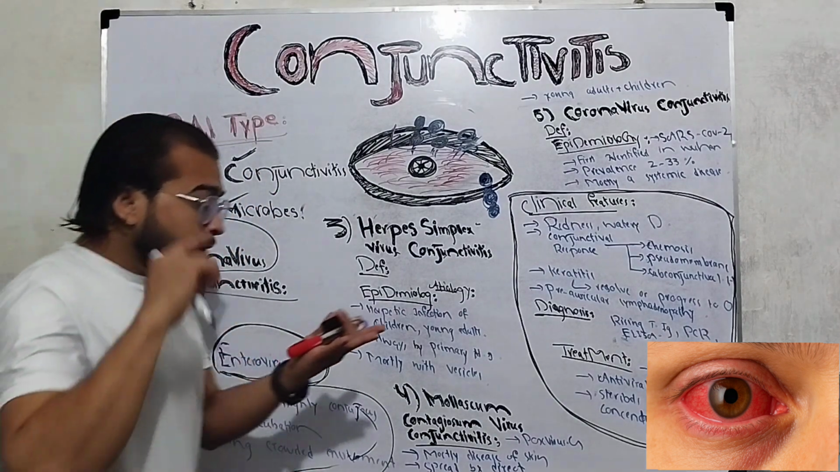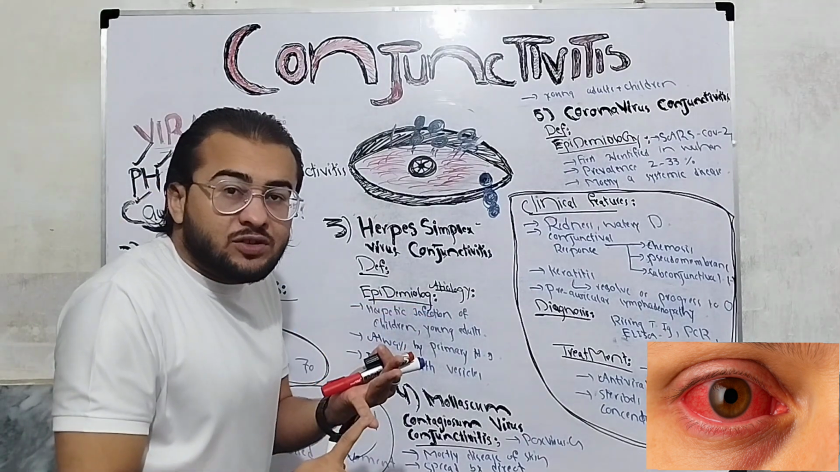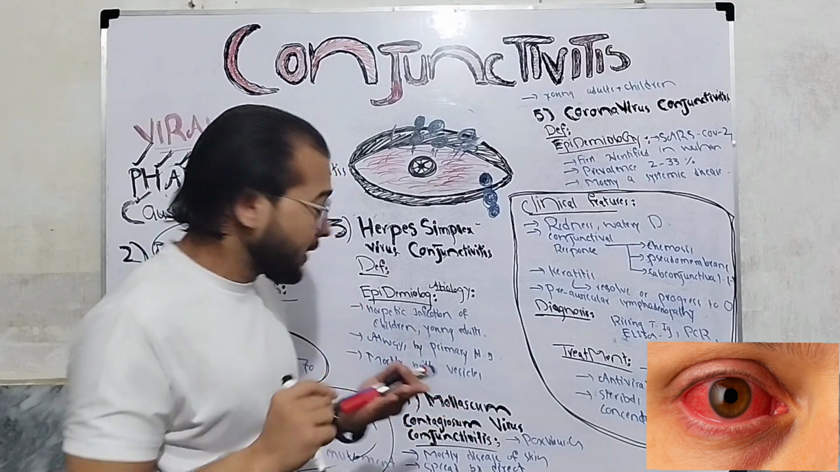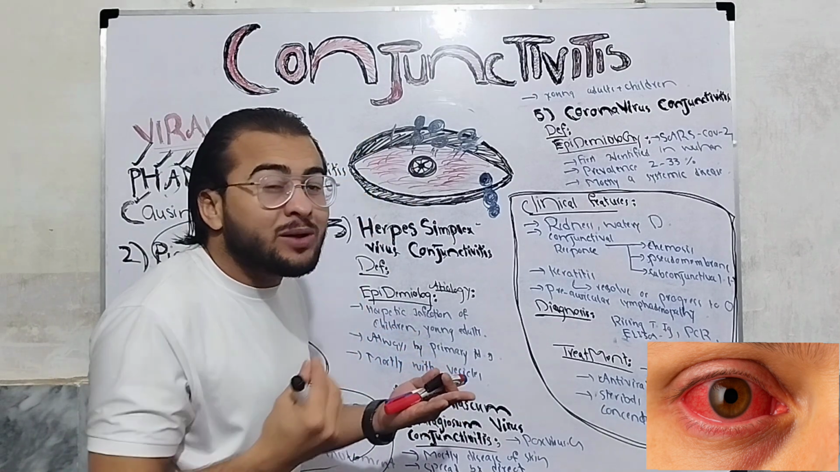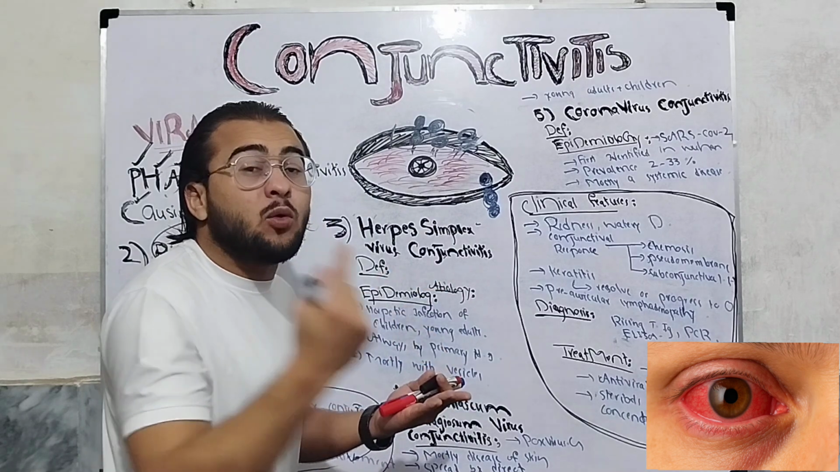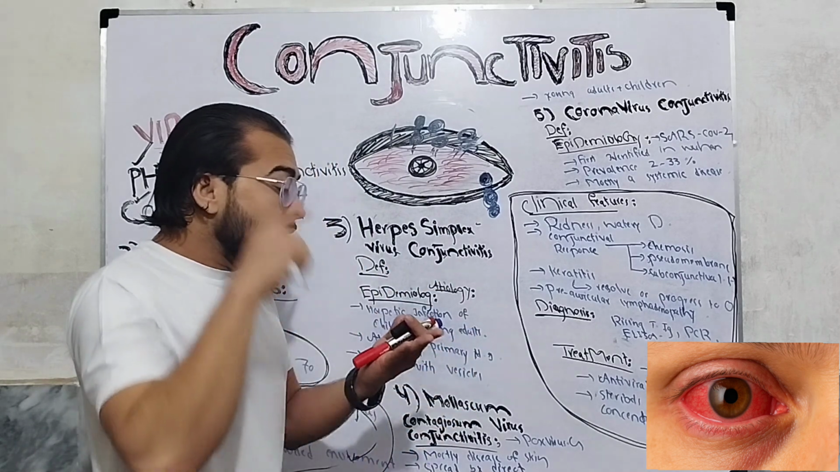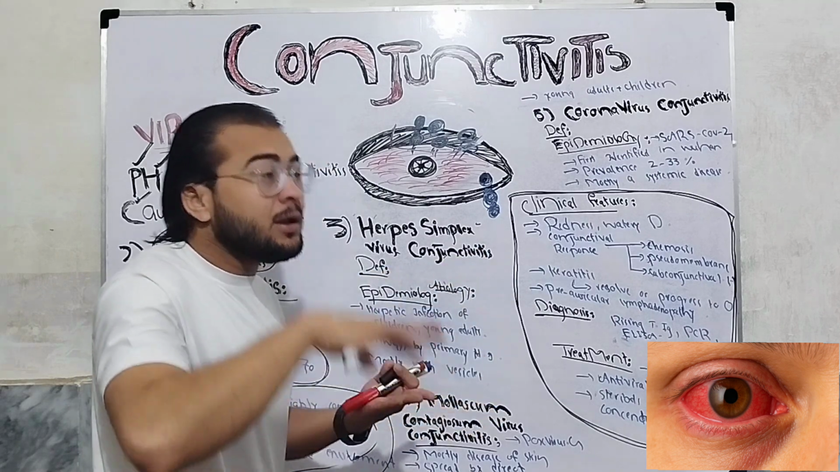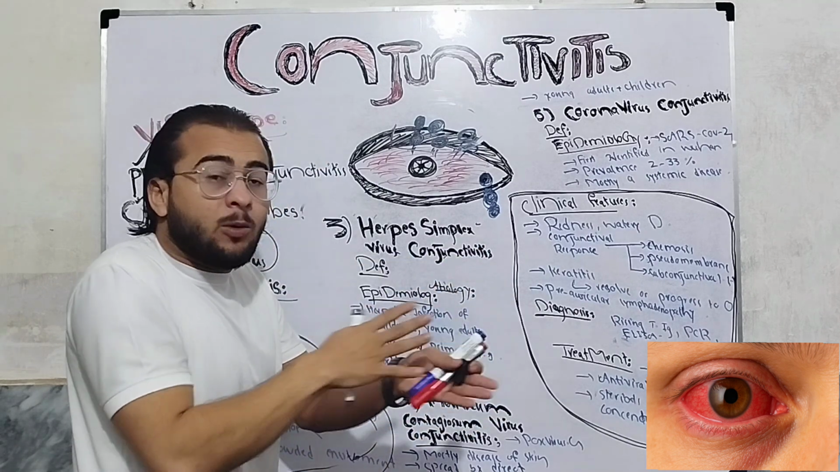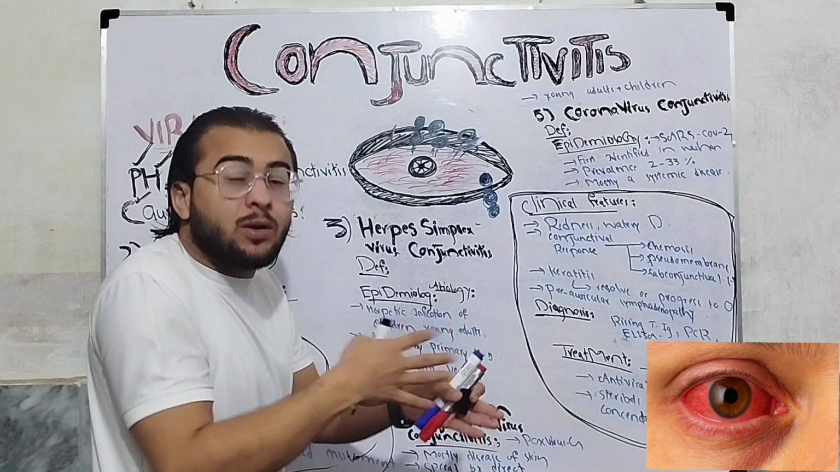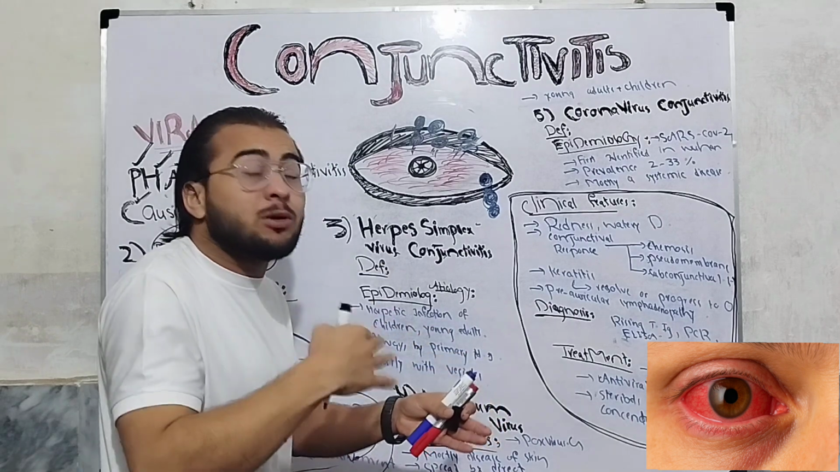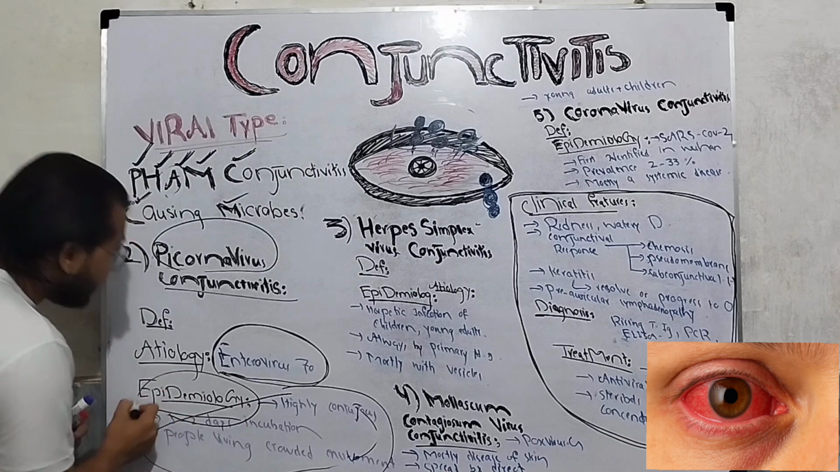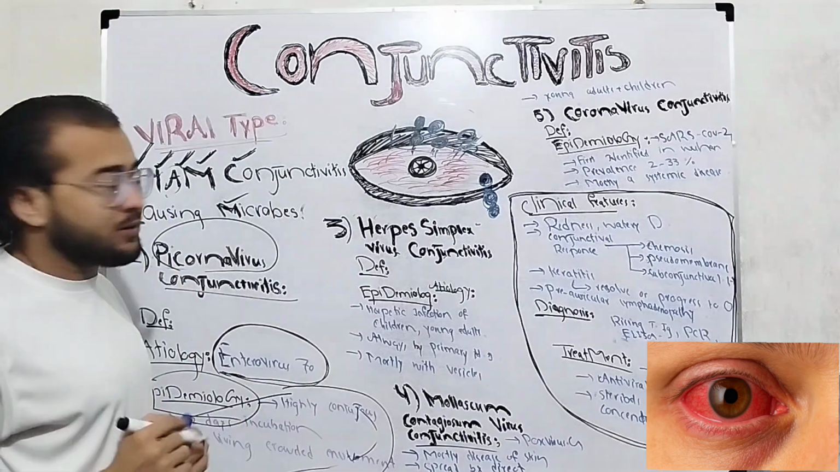Epidemiology is that this is a highly contagious disease. Its incubation period is only 1 to 2 days. Okay. So when it inoculates into your eyes, it will cause the infection in only 1 to 2 days. It is mainly prevalent in people living in a crowded environment, who have poor hand washing practice. Okay, and they belong to a lower socio-economic status. So this is the epidemiology of the picornavirus conjunctivitis.